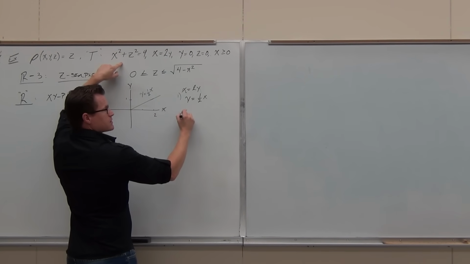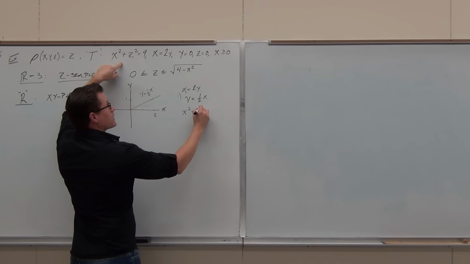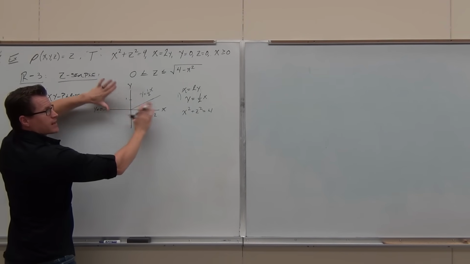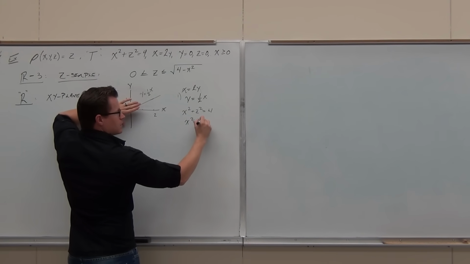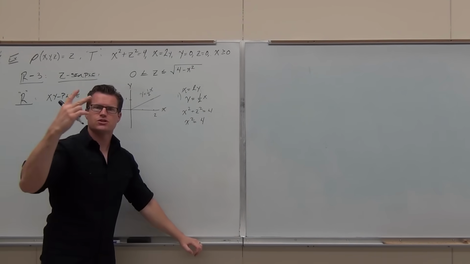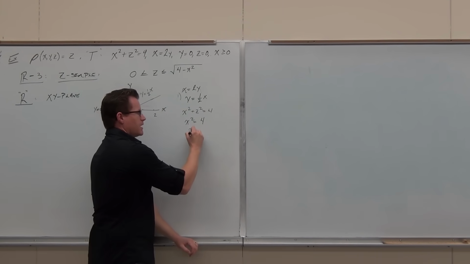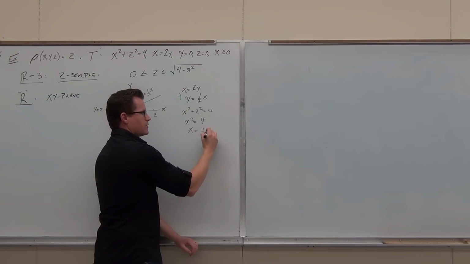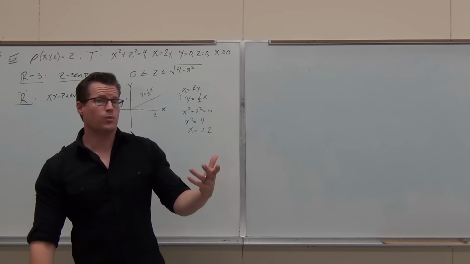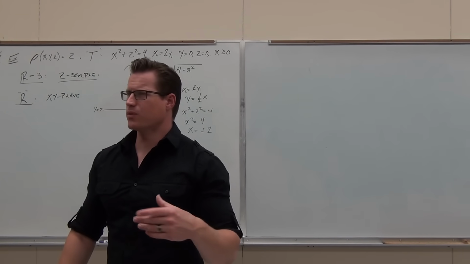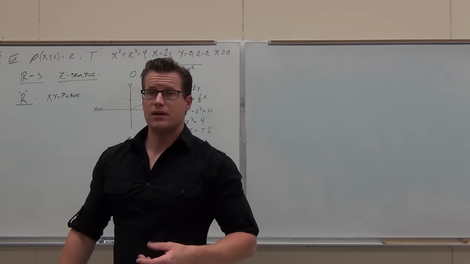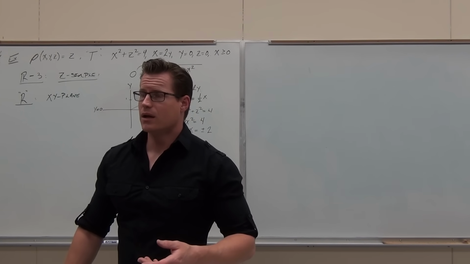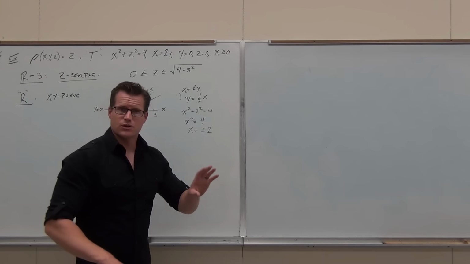This right here, though, this is x squared plus z squared equals 4. But hey, folks, we're on the xy plane. Z is 0. And that gives us two other values. That gives us x equals positive or negative 2. Well, hey, what is that on the xy plane? What is x equals 2 and x equals negative 2? What's that? Yeah, those are our vertical lines. That's exactly right.